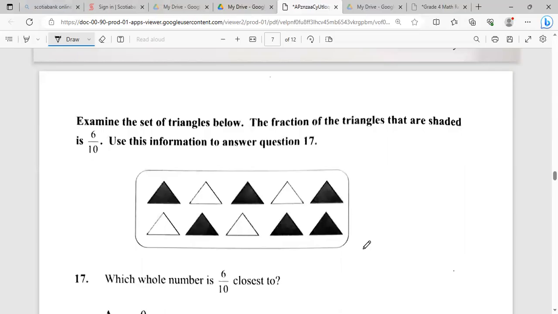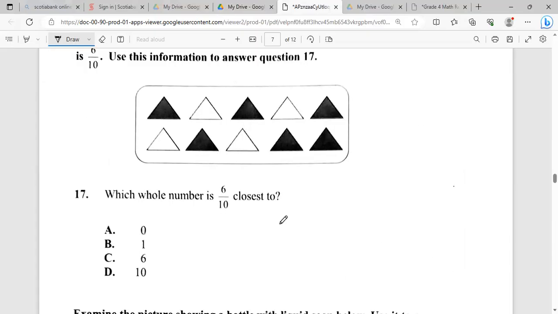All right, examine the set of triangles below. The fraction of the triangles that are shaded is 6/10. Use it to answer them. Which whole number is 6/10 closest to? But again, it's greater than 5, so it would be 1.